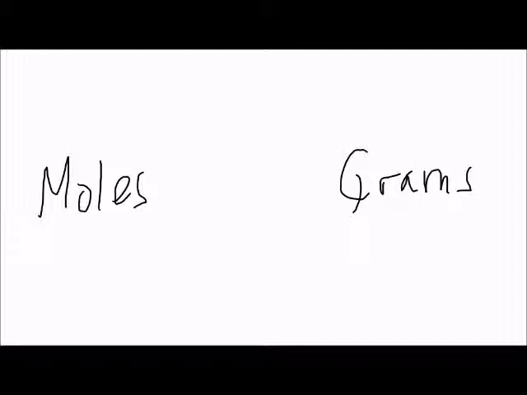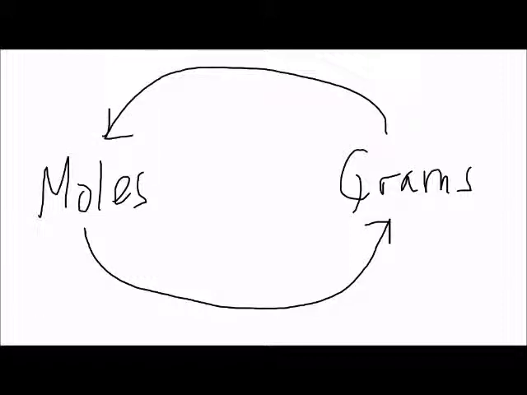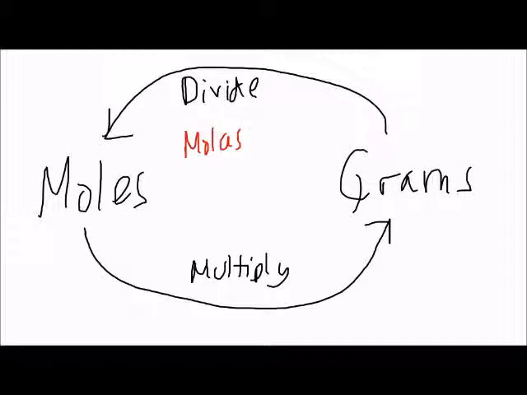Now, to go from moles to grams and grams to moles, we do two different things. To go from moles to grams, we multiply. And to go from grams to moles, we divide. But what do we divide with? What we end up doing is finding the molar mass of the compound or atoms or molecules, whatever it is that we are working with. We find the molar mass and we use that molar mass to multiply or to divide, depending if we want to go from moles to grams or grams to moles.